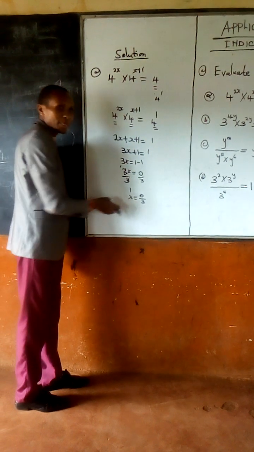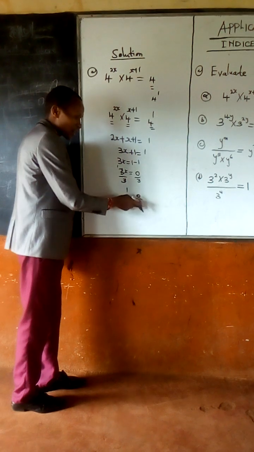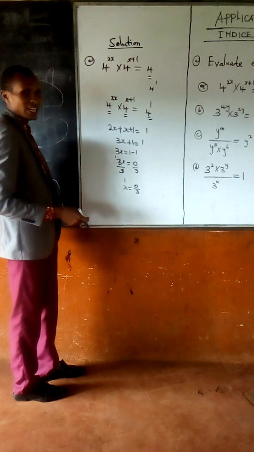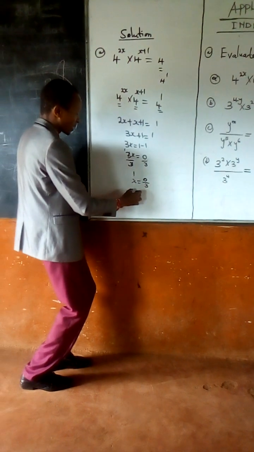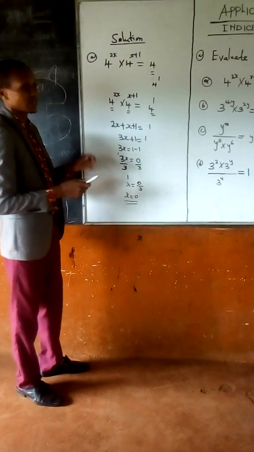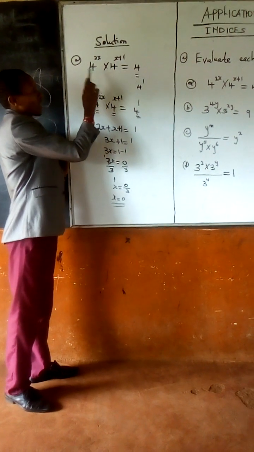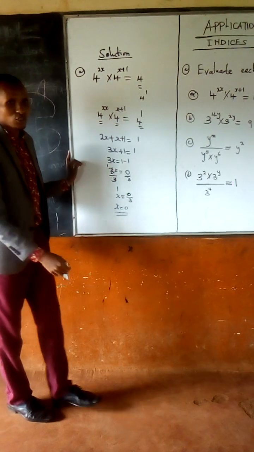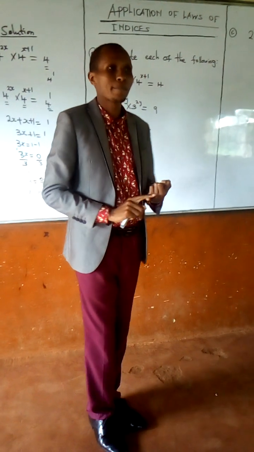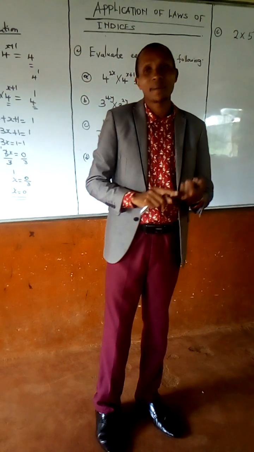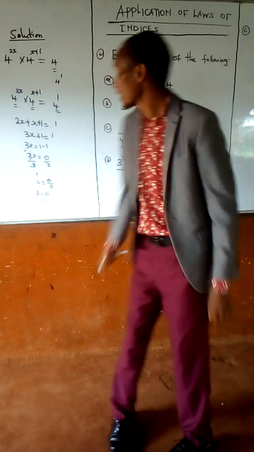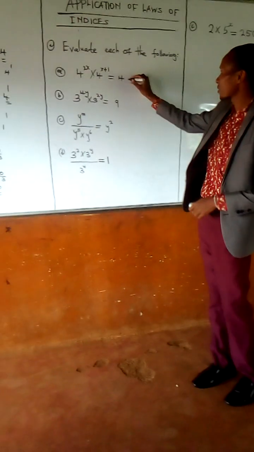So what is our answer? 0 divided by a number gives us what? 0. So you say x is equal to 0. And that is how to solve a question like that. This is applying the law of multiplication. Remember we said in our previous discussion that when it is a multiplication law, you make the bases the same, then you add the powers. Now let's move to the next question. So we are done with the first one.